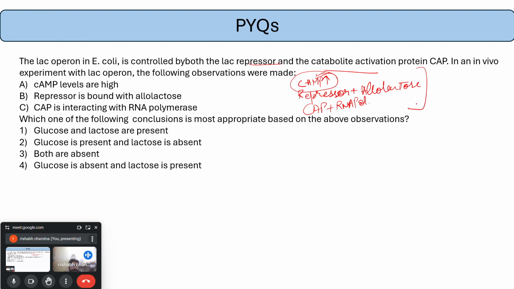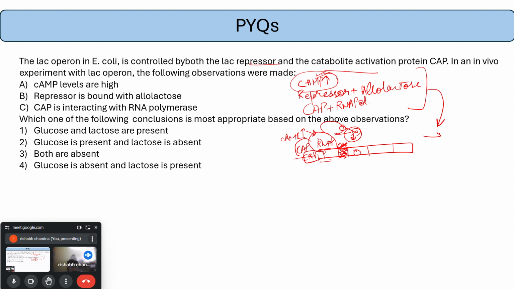Based on these observations, what we can deduce is that the lac operon is basically active. Why? Because this is the CRP cAMP binding site, then the promoter, then we have the operator. The repressor is already bound with the allolactose, so it will not be able to bind the operator. First thing. Then the RNA polymerase is here, and due to high levels of cAMP, the CAP protein is also bound to the RNAP. So this is active.